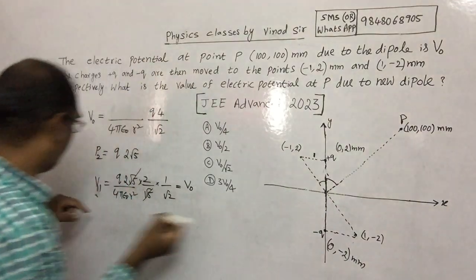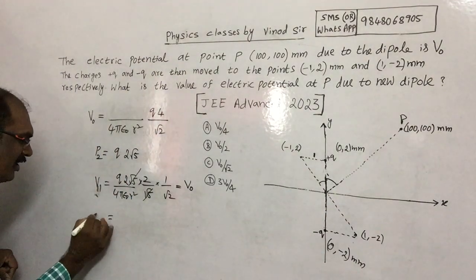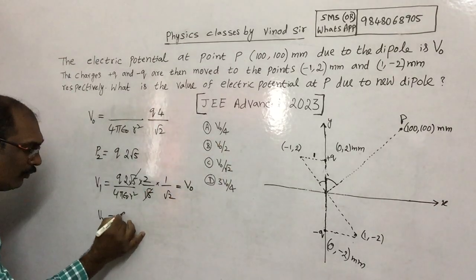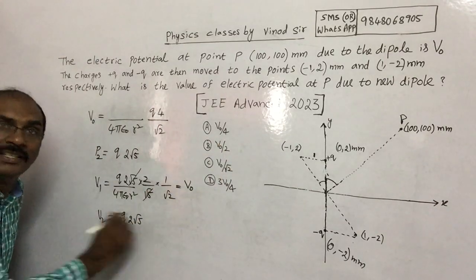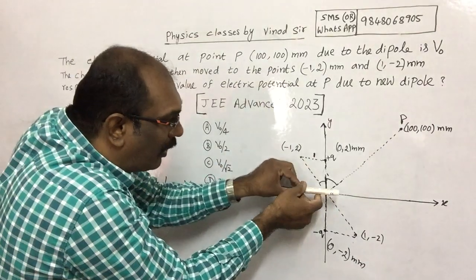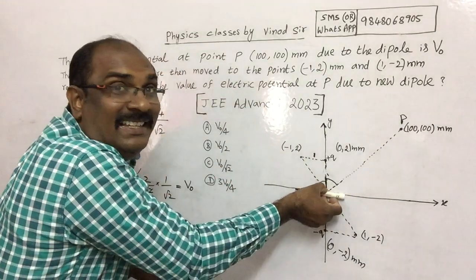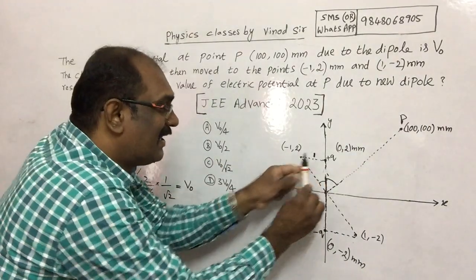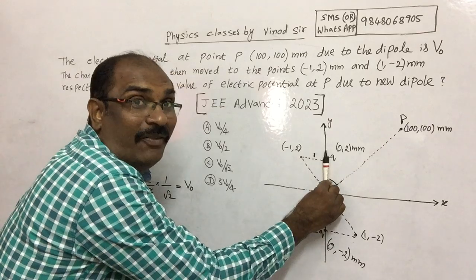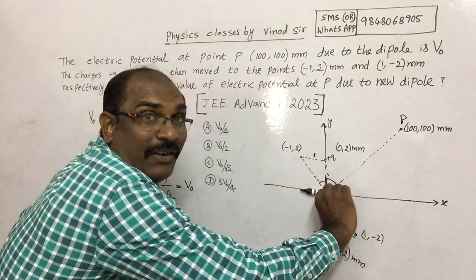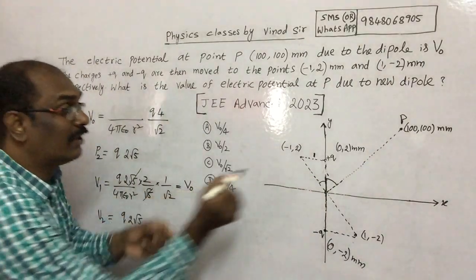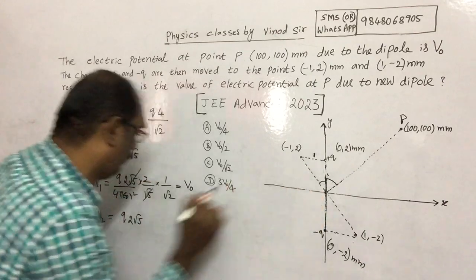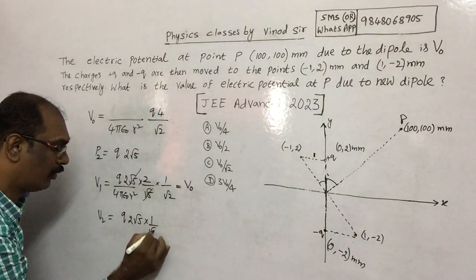So for the other component, let me call the potential V2. First we need to write the dipole moment component. Q into 2 root 5 is the dipole moment, and this component is P2 sin alpha. So this is P2 cos alpha, this is P2 sin alpha, another component. So sin alpha, sin alpha means opposite side by hypotenuse, 1 by root 5.